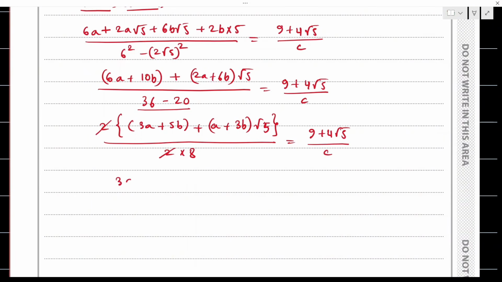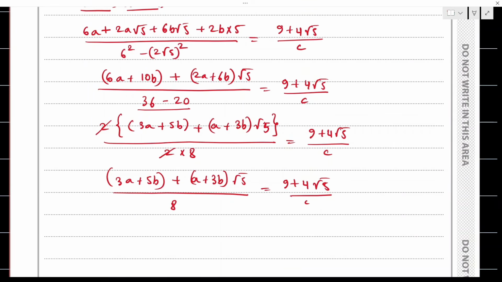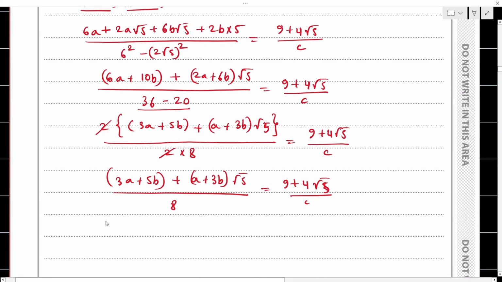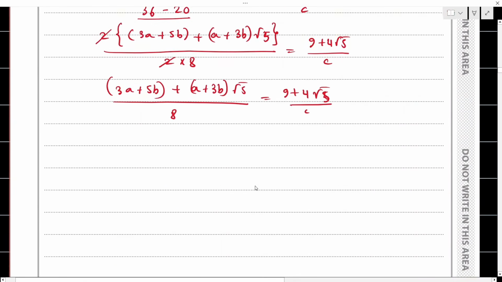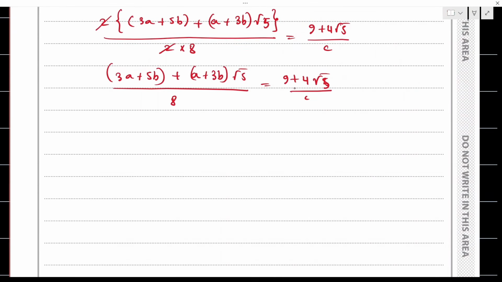Ultimately, I can see that 3a plus 5b and a plus 3b root 5 is the simplified form for the numerator, and 8 is the simplified form of our denominator. And then we have 9 plus 4 root 5 over c. From this I can clearly see that 3a plus 5b is equal to 9.